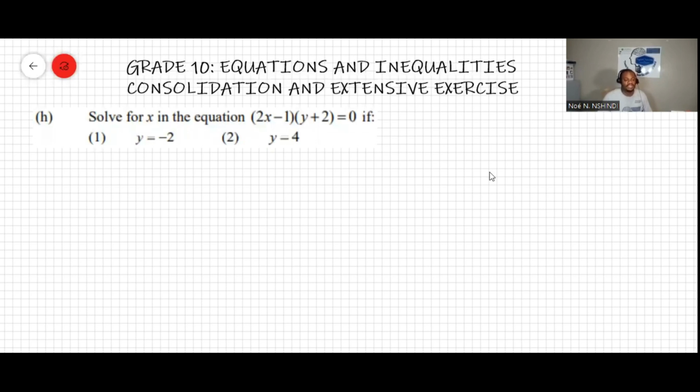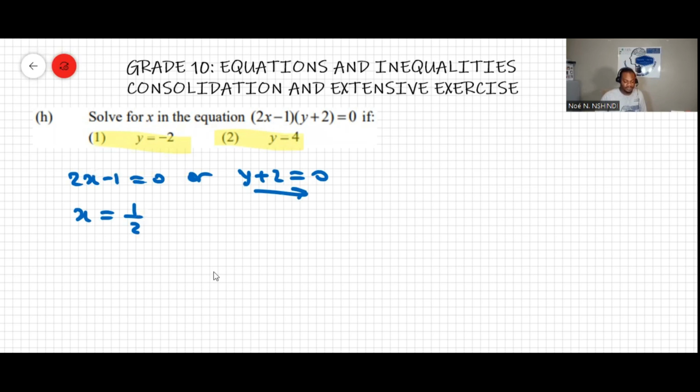Well, we have another question here that says solve for x in the equation, equal to 0, if y equals negative 2 or y equals 4. In this case, when we have a product like this equal to 0, I want to worry about the condition given here. The solution would be 2x minus 1 equals 0, or y plus 2 equals 0. Regardless of the value of y, it will not affect my value of x. This means that x equals a half.